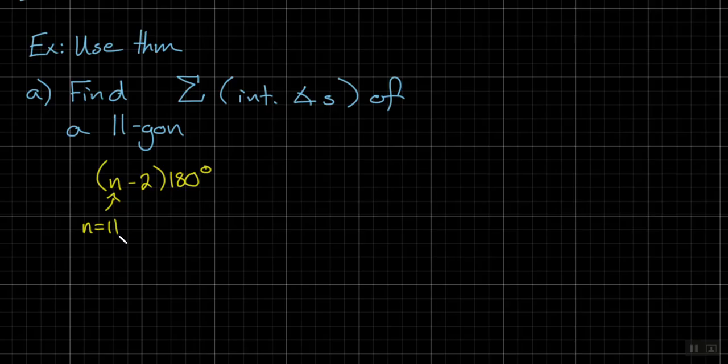I think. What's 11 minus 2? So we'll just say this implies that this is 9 times, and each of those triangles, one more time, has how many degrees? 180. Perfect. And now it's just a matter of doing 9 times 180. And we can save ourselves a ton of time with it.